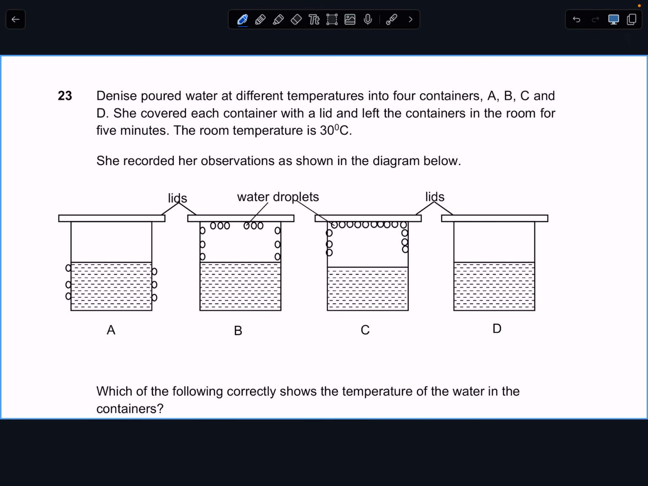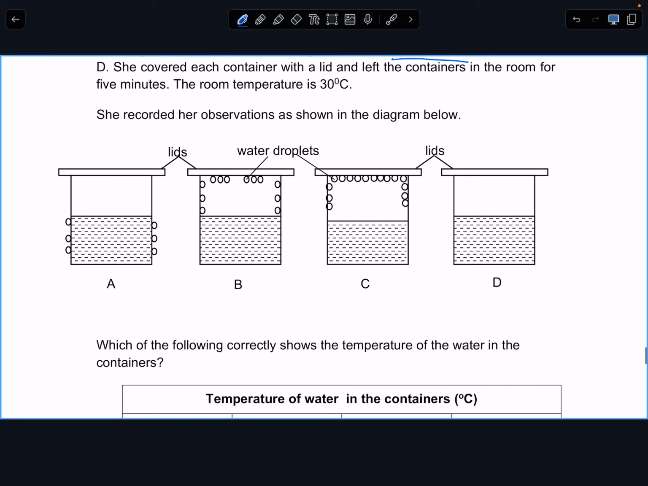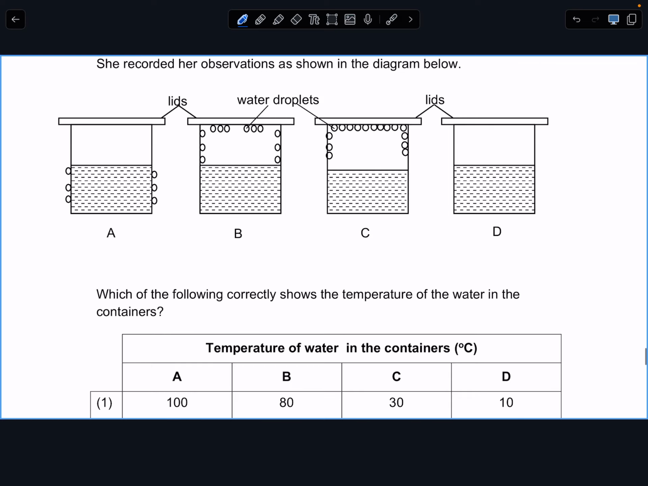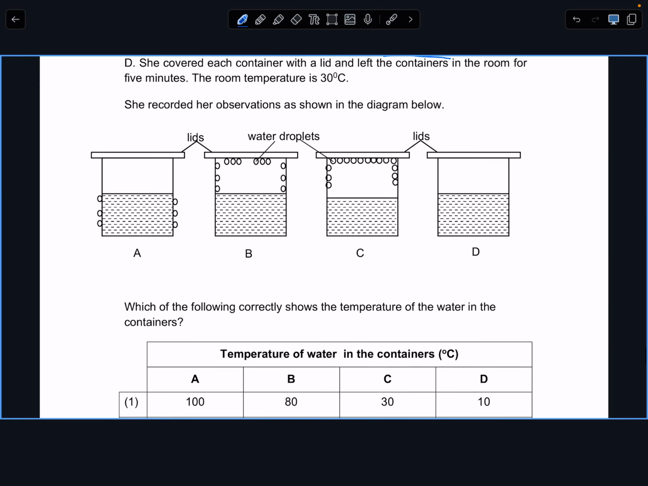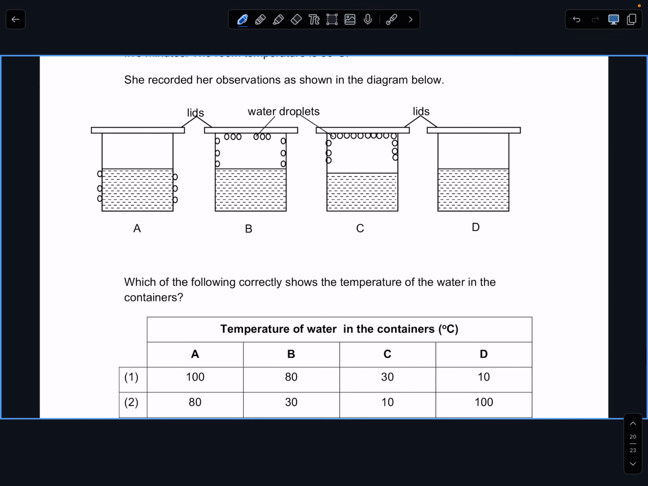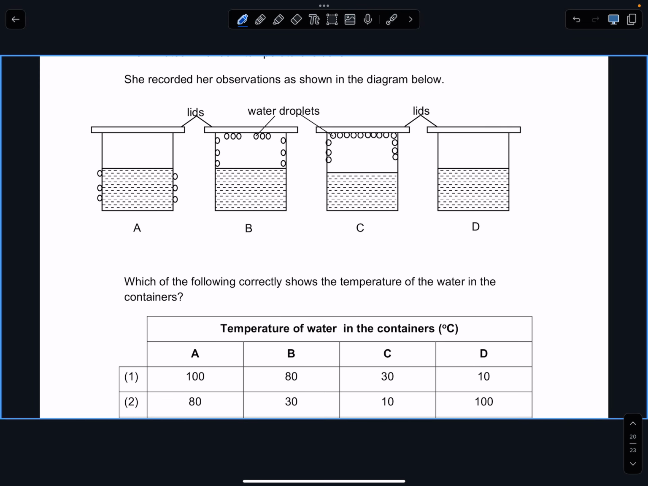Dennis poured water at different temperatures into 4 containers A, B, C, and D. She covered each container with a lid and left the containers in the room for 5 minutes. The room temperature is 30 degrees Celsius. She recorded her observations as shown in the diagram below. Now, to do this, what you need to understand is that where the water droplets are on the side is where there is warmer water vapor. The source of warmer water vapor.